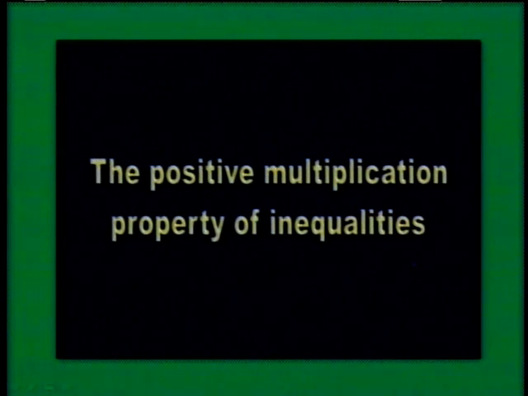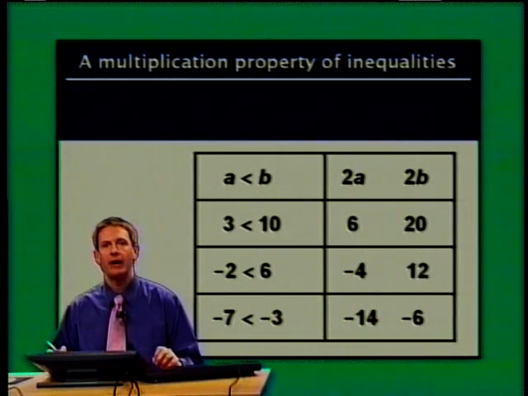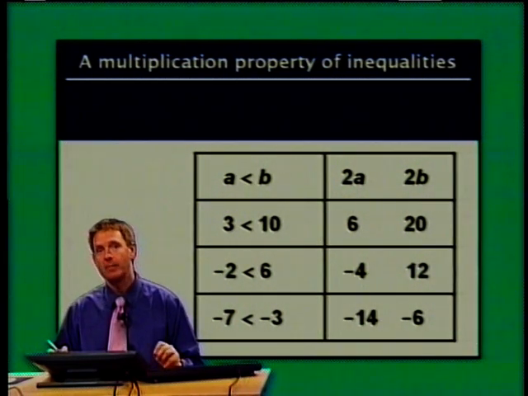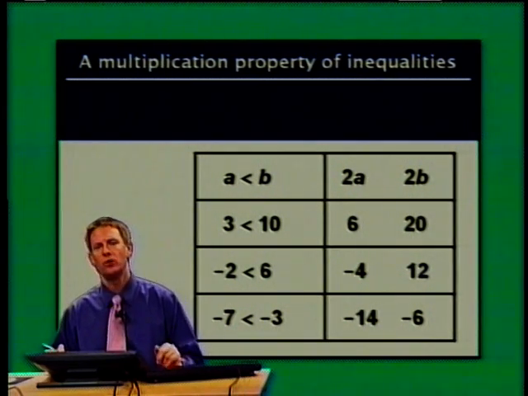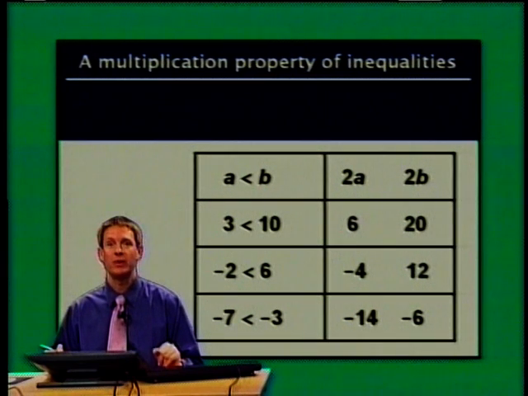Now I'm going to talk about the positive multiplication property of inequalities. I have a table here, and in the left-hand column of the table, I have indicated several numbers and each pair of numbers has the property that the number on the left is less than the number on the right. In the second column, I've multiplied each number in the pair by 2. And what I'm going to do is compare the relationship between the results of multiplying each number by 2.